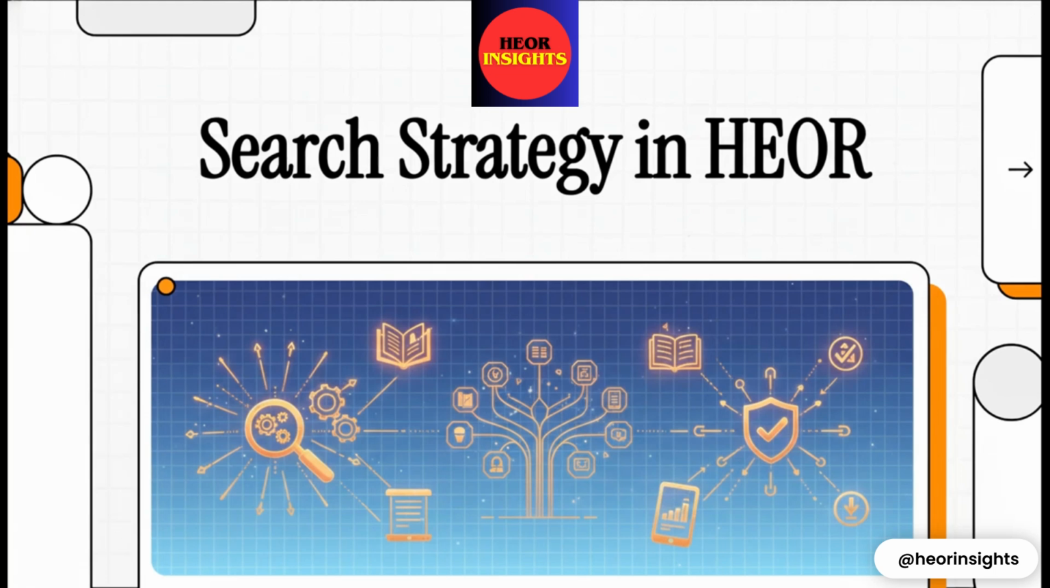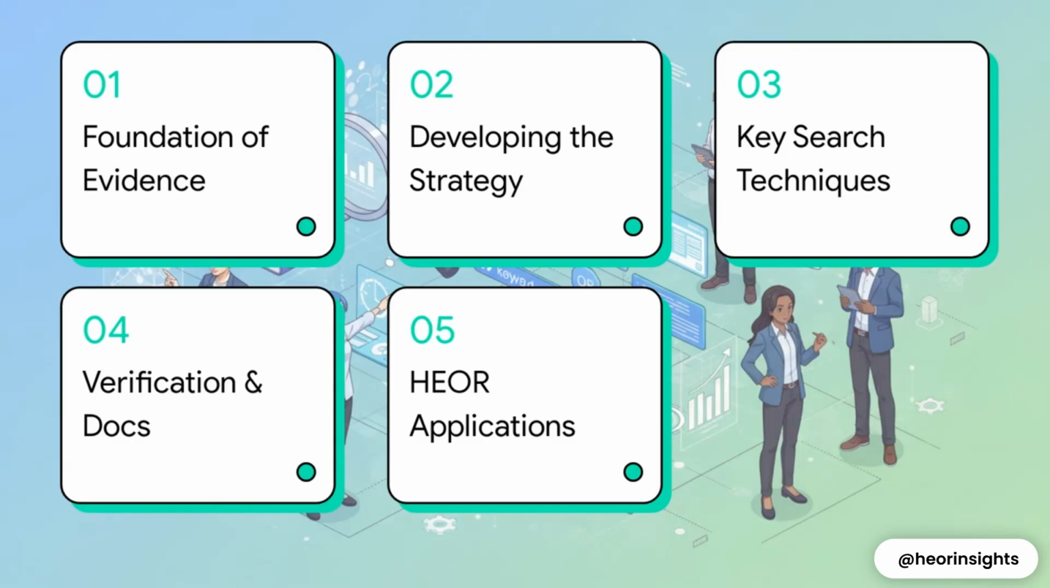In this explainer, we're going to break down the development, documentation, and verification of a systematic search strategy, a core skill within health economics and outcomes research. We'll begin with the foundational principles, then walk through the step-by-step development process. After that, we'll cover key search techniques and the industry standards for verification. And finally, we'll connect it all back to how you'll use this in a professional HEOR role.